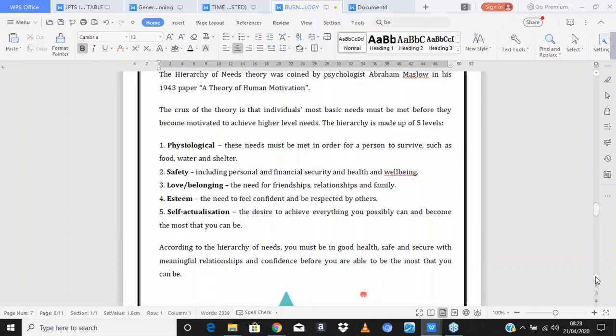Okay, so he divided human needs and human wants into 5 categories. Now, in that division, the first one is what we call the physiological needs. We have safety and security needs. We have the feeling of belongingness, which is the 3rd point. We also have esteem, and lastly, we have self-actualization. These are the 5 human needs that were highlighted in the theory of Abraham Maslow.